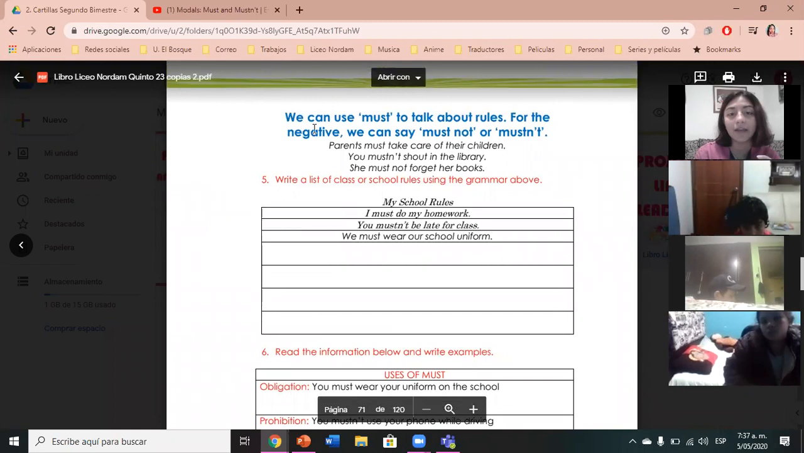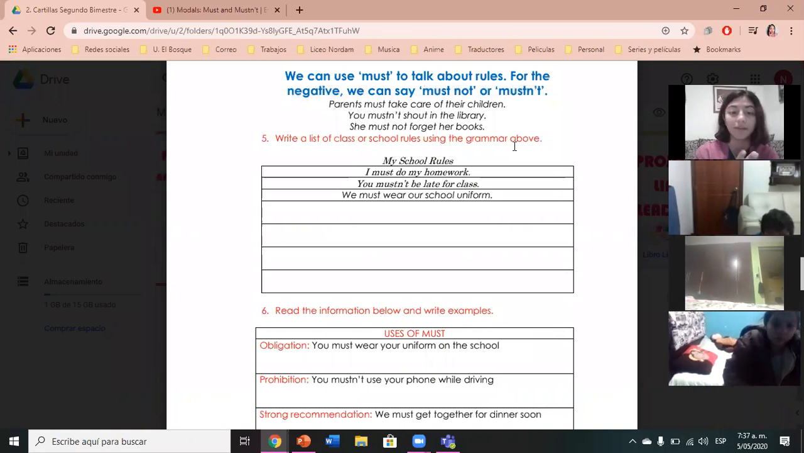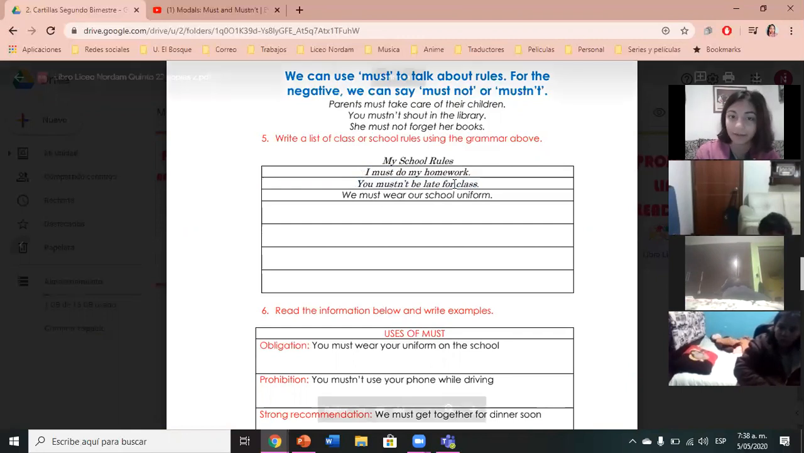Okay, so I was saying we can use must to talk about rules, para hablar de reglas. For the negative, we can say must not or mustn't. Okay, so now what are you going to do? ¿Qué van a hacer? You're going to write a list, una lista of class or school rules and the diagram above. Van a hacer, como les está pidiendo, you're going to write the rules, las reglas that you have in the school. Okay, so you have to include the must, tienen que incluir el must, and you have to create the sentences like this, como está acá arriba.